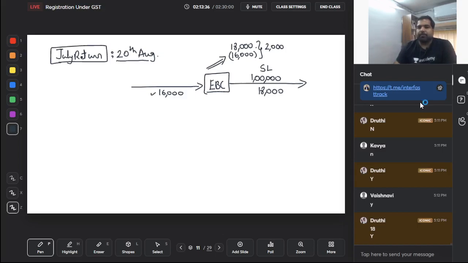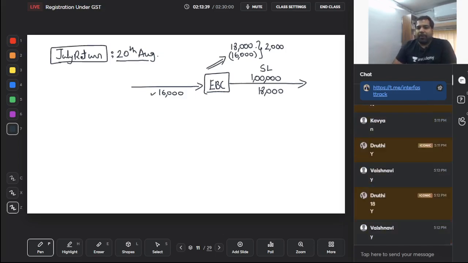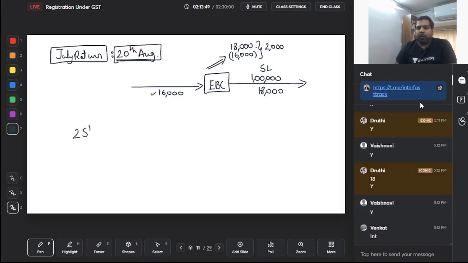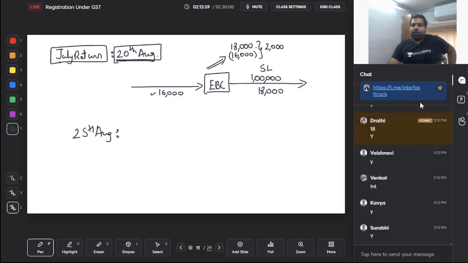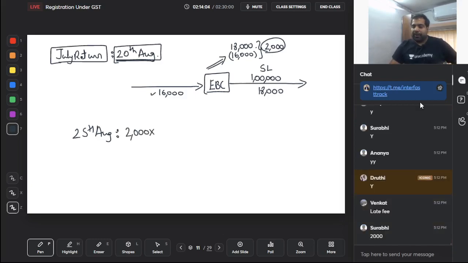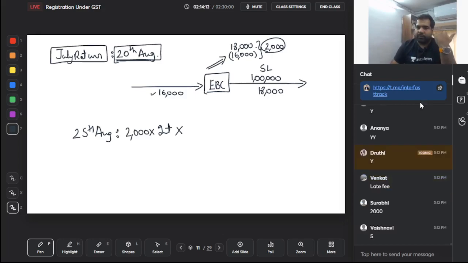Is everyone clear? Yes. And if you pay by 20th August, is there any problem, guys? No. But what if you are delayed, guys? What if you pay, let's say, on 25th August? Then are you delayed? Please tell me yes or no. Are you delayed? Yes. How much money do you need to pay? 2,000. So on 2,000 they will levy interest. Yes. For how many days, guys? 21st, 22nd, 23rd, 24th, 25th, 5 days.